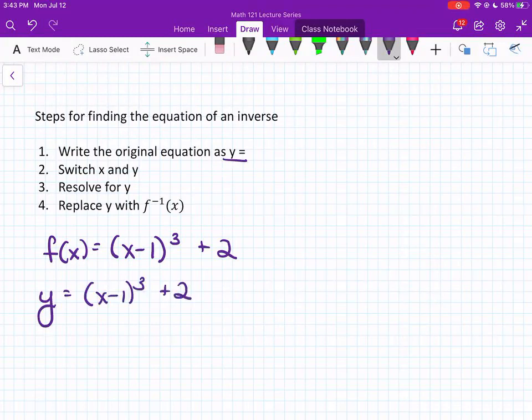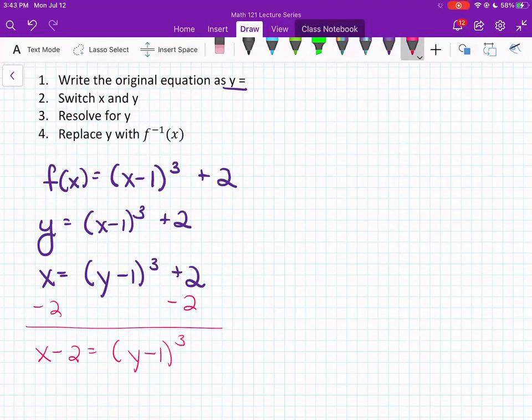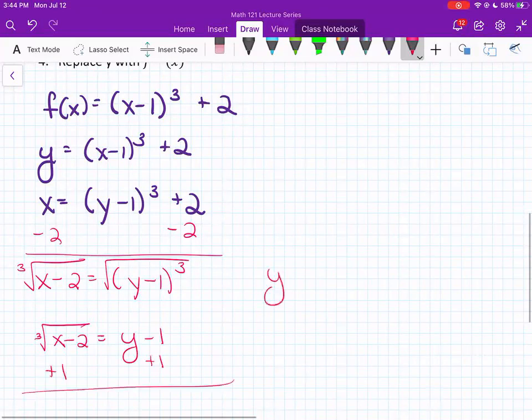Now I'm going to switch x and y, which gives me x equals (y minus 1) cubed plus 2. I will resolve for y. So to do that, I'm going to subtract 2 from both sides, which gives me x minus 2 equals (y minus 1) cubed. I'm going to have to take the cube root of both sides, which leaves me with the cube root of (x minus 2) equals y minus 1. And last but not least, I add 1 to both sides, leaving me with y equals the cube root of (x minus 2) plus 1.